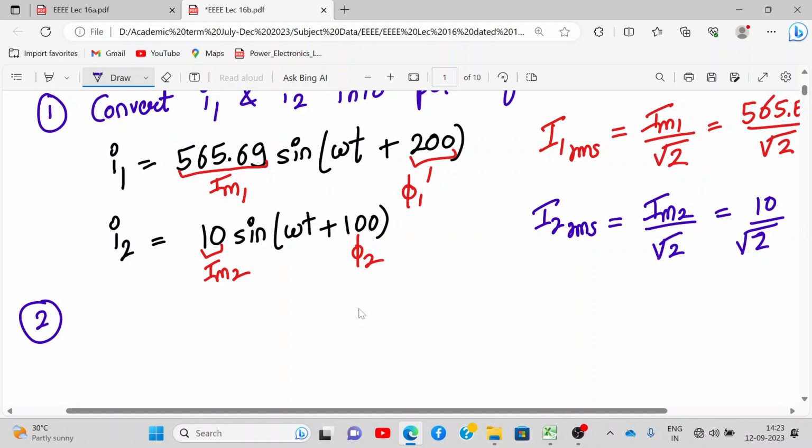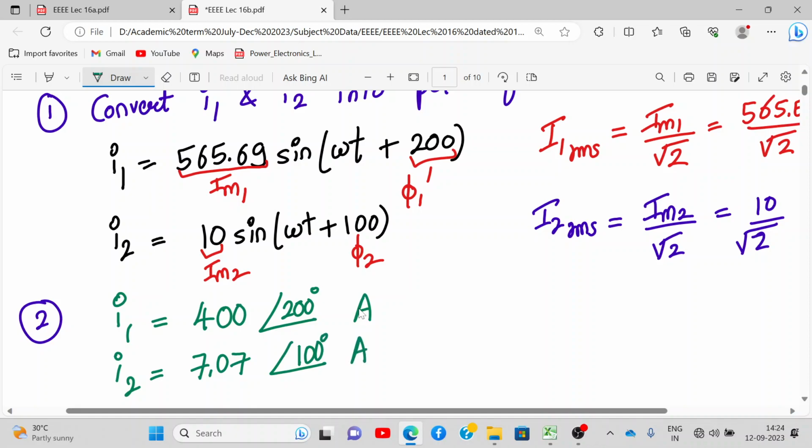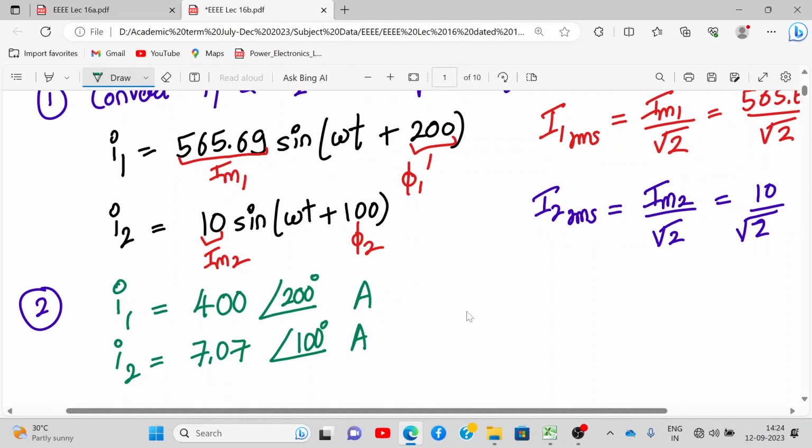Now we'll write I1 and I2 in polar form. Let me use a green color. So see what I'm doing. 400, and what is the angle? This is polar form directly. If you get the RMS value, that is a polar form. And similarly, what is I2? 7.07 angle. Got it? Understood? How we wrote this 400? This is the RMS value. The angle 200, here is the angle 200. And this is again the RMS value, angle 100. So I1 and I2 are in polar form now.